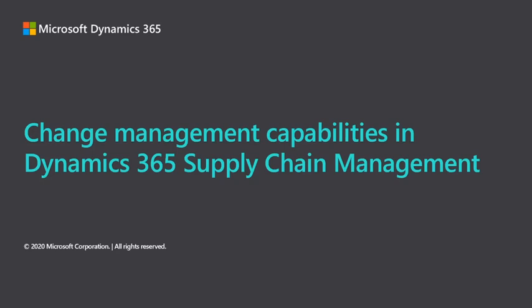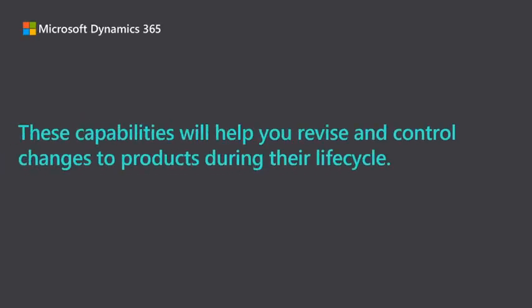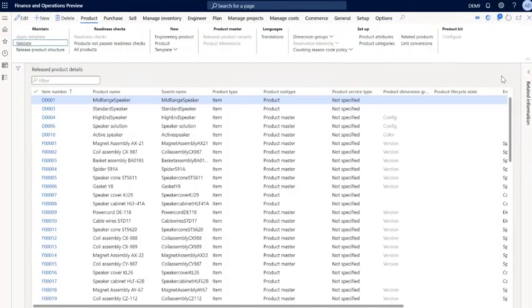In this video, I'm going to demo the new engineering change management capabilities. These capabilities will help you revise and control changes to products during their lifecycle. To demo this functionality, let's assume that I'm an engineer in the engineering department, and I'm working on a new power cord. The power cord is a product that is going to be versioned.